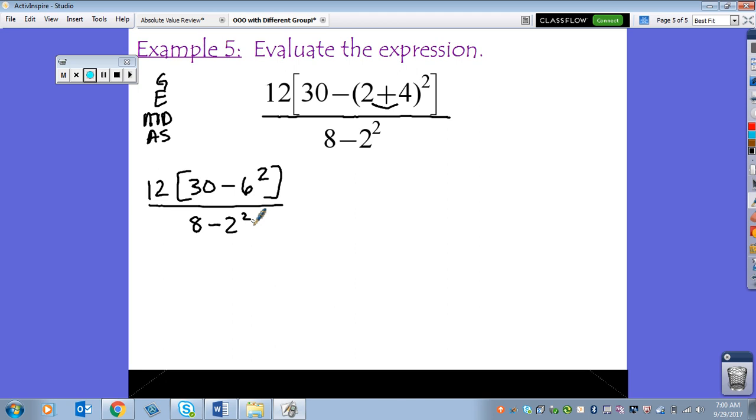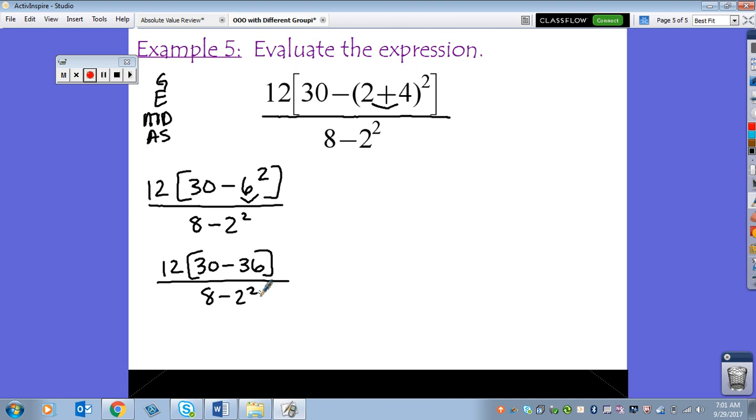I still have grouping symbols, and inside of that I see exponents and subtraction, so I'm going to do the exponents. We're going to type in 6 squared, so that's 6, the y to the x button, and then 2. I'm going to get 36 when I do that. I bring down the subtraction and the 30, the brackets and the 12, the fraction bar and the 8 minus 2 squared.